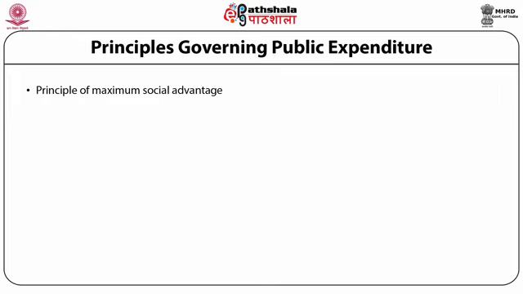Second principle is the principle of economy. According to the principle of economy, the government should spend the money in such a way that wasteful expenditure should be avoided. The principle of sanction. According to the principle of sanction, all public expenditure which is incurred should have the sanction of competent authority. The sanction is necessary because it helps in avoiding waste, extravagance, and overlapping of public money.